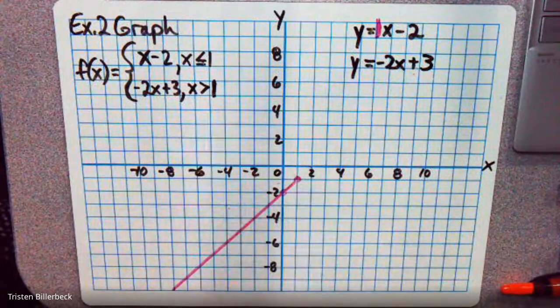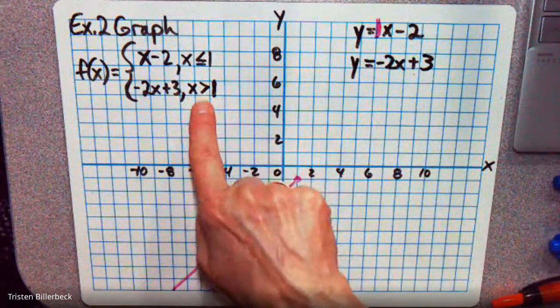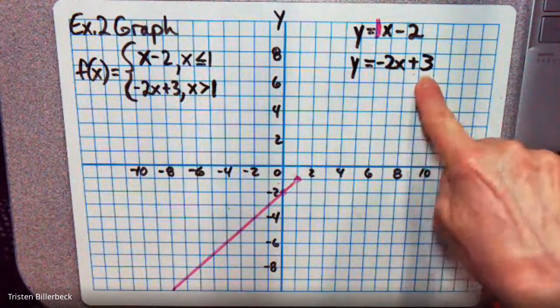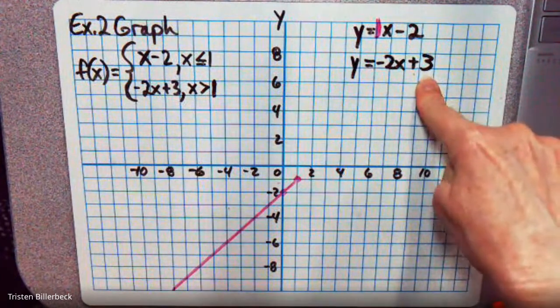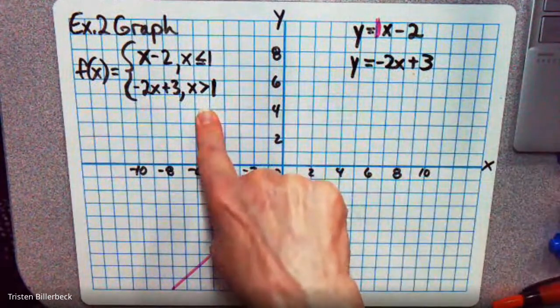This one, x is greater than 1. So we don't see an equal point, an equal bar here. So we actually have to have an open point. So let's start by getting an idea of where is this line, and then we're going to look at this domain to see how it's restrained.